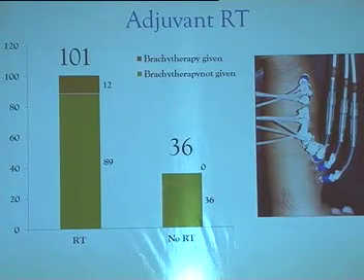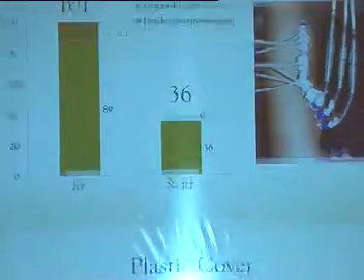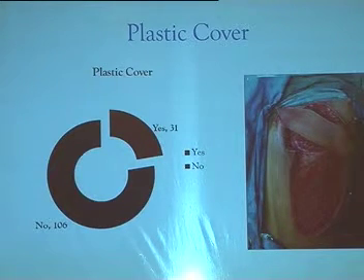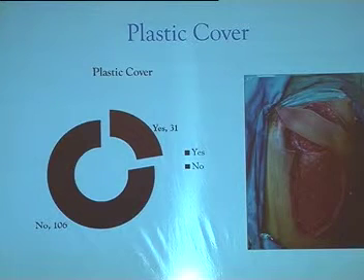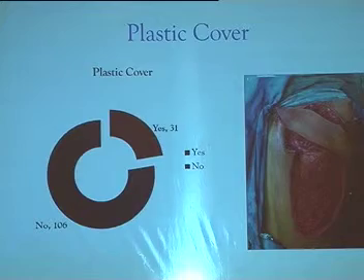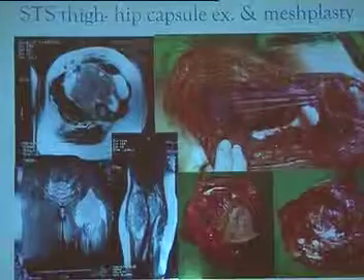Coming to adjuvant RT, which is one of the most important adjuvants in treating soft tissue sarcomas, 36 patients did not receive RT altogether. Out of 101 patients who received RT, 12 patients had brachytherapy, as shown here in one of the pictures, and 89 received preoperative or postoperative external beam radiotherapy. As these tumors can involve a lot of skin, and as I showed that 40% of the tumors were recurrent, we had to excise big scars. About 31 patients required local or free plastic covers.